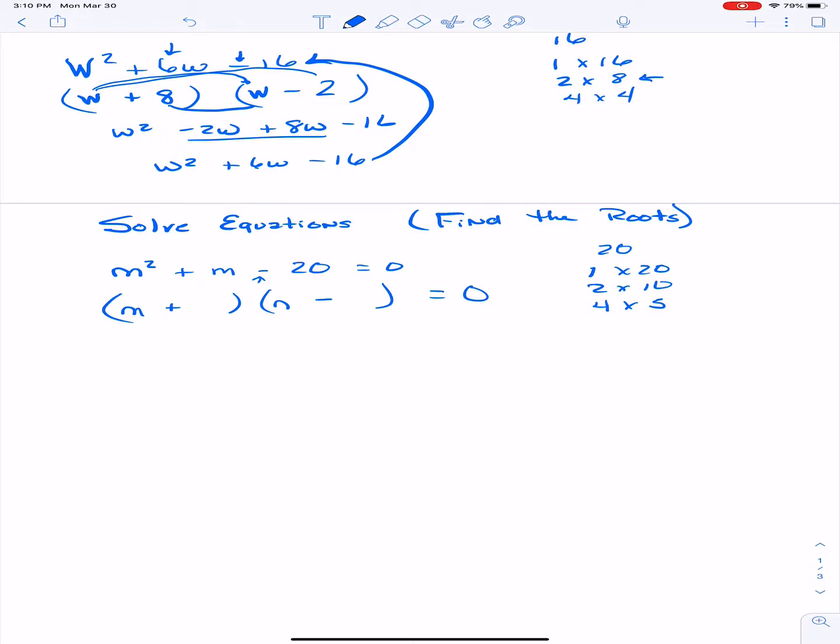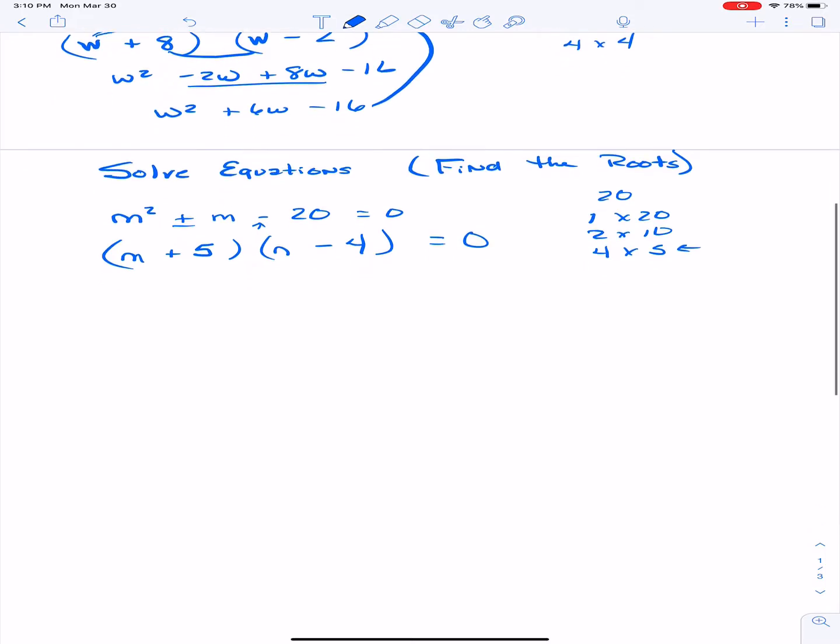We now look at which one of these is going to be able to make 1m in the center term. And so that's going to be this one. We know that this is positive, so 5 must be positive and 4 must be negative. So now we have the binomials. So now we solve it. m plus 5 equals 0 and m minus 4 equals 0.